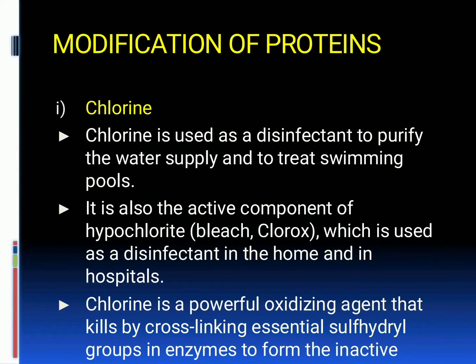Modification of protein. Chlorine. Chlorine is used as a disinfectant to purify the water supply and to treat swimming pools. It is also the active component of hypochlorite bleach, Clorox, which is used as a disinfectant in the home and in hospitals. Chlorine is a powerful oxidizing agent that kills by cross-linking essential sulfhydryl groups in enzymes to form inactive disulfides. Chlorine is a chemical agent we use in hospitals.